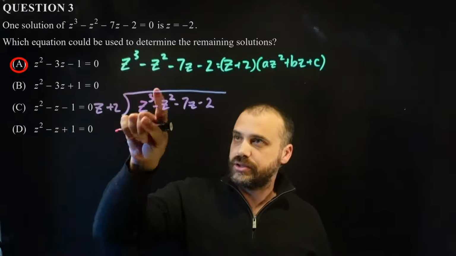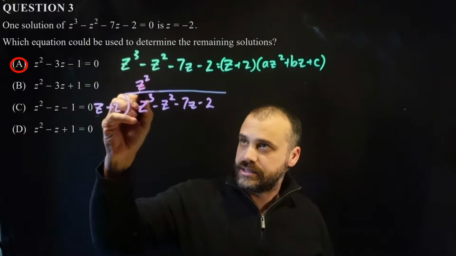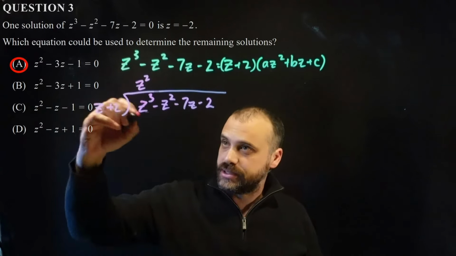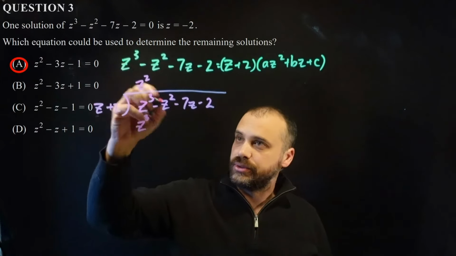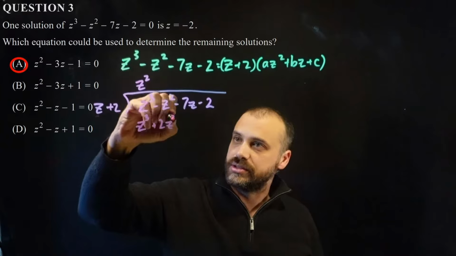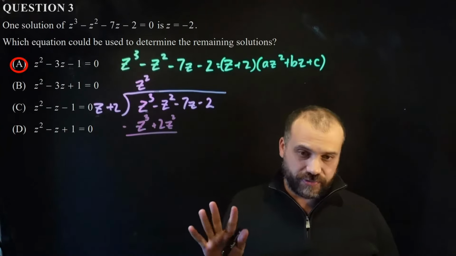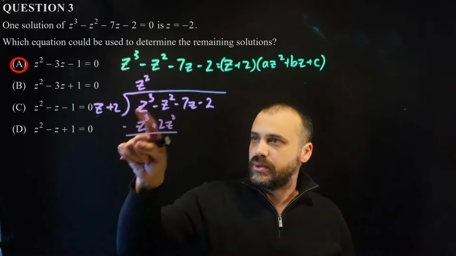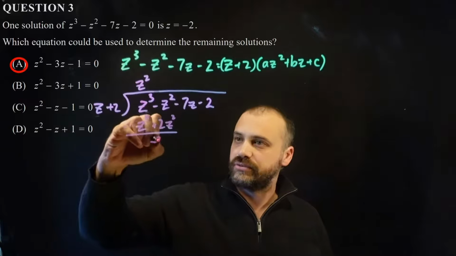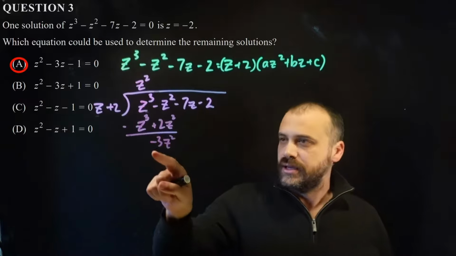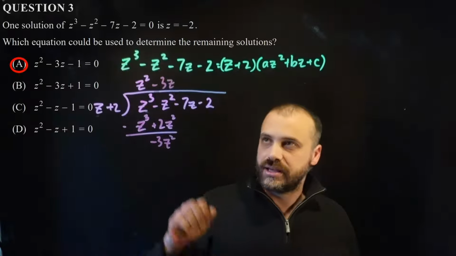Okay, so z cubed divided by z is z squared. And now I take that z squared, multiply it by z, which gives me z cubed. And then take the z squared and multiply it by 2, which gives me 2z squared. And then I subtract one of these from the other. That's always going to be 0 if you've done it correctly. -z squared minus 2z squared, so that's -3z squared. Okay, -3z squared divided by z is -3z.